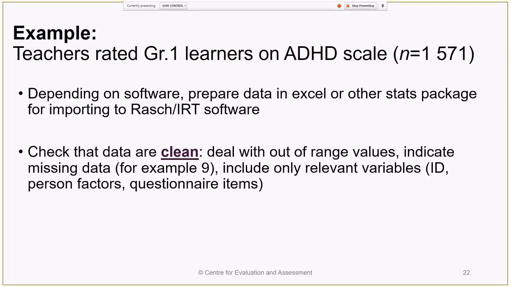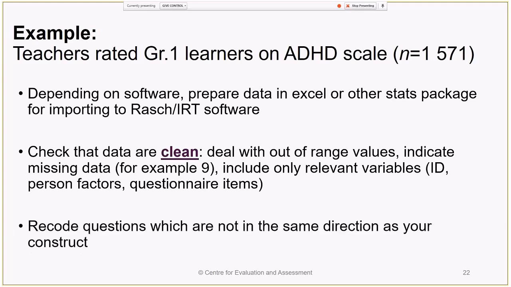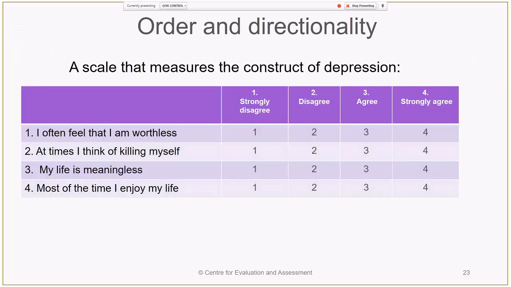You check that your data are clean, that you've dealt with out-of-range values, indicated missing data, use a value to indicate that, and only include relevant variables like the ID. Person factors is, for example, gender, and then the actual questionnaire items. And remember to recode questions which are not in the same direction as your construct. Again, most people know this, but I've also learned the hard way that that's not always the case.